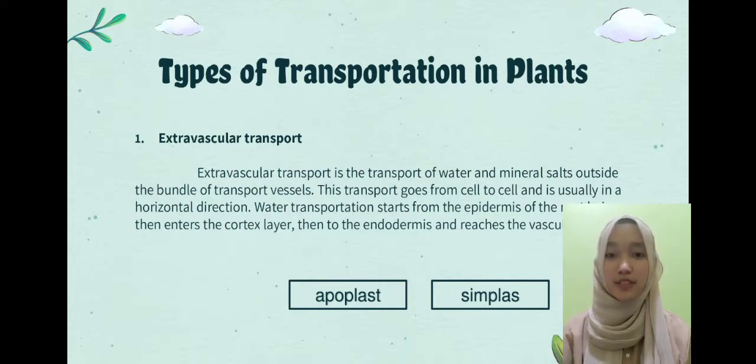Types of transport in plants. In higher plants, there are two ways of transporting water and mineral salts obtained from the soil, namely extravascular and intravascular.